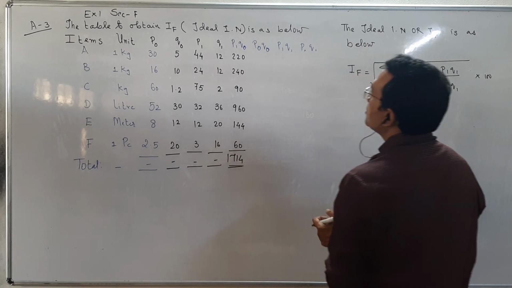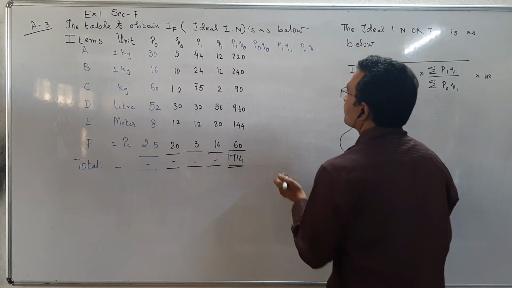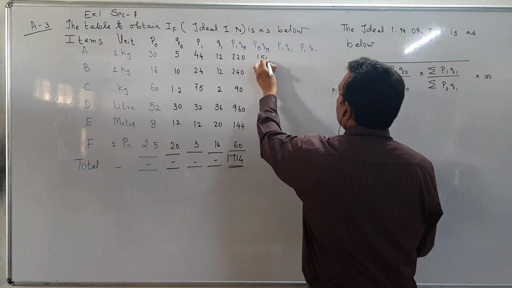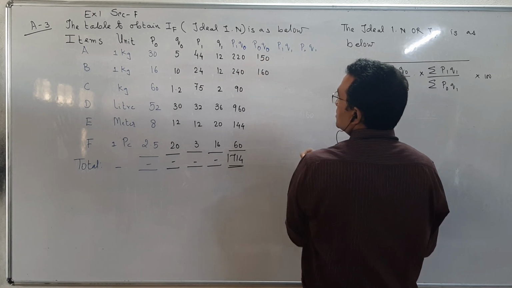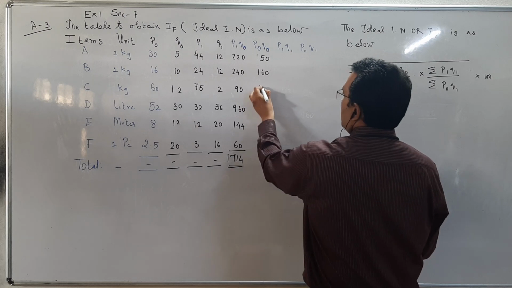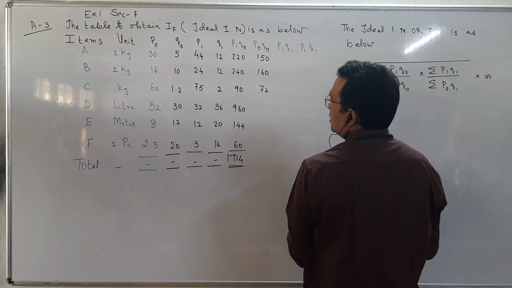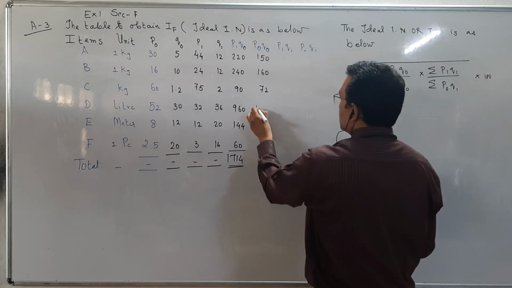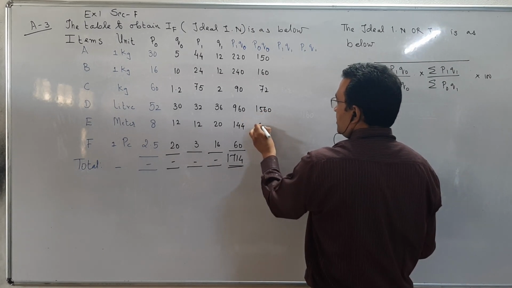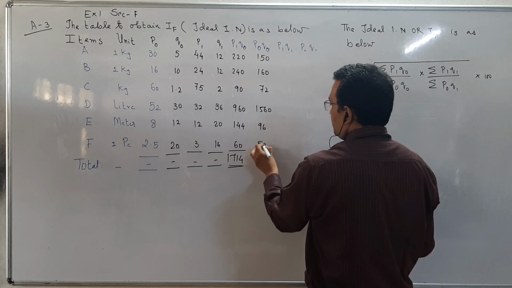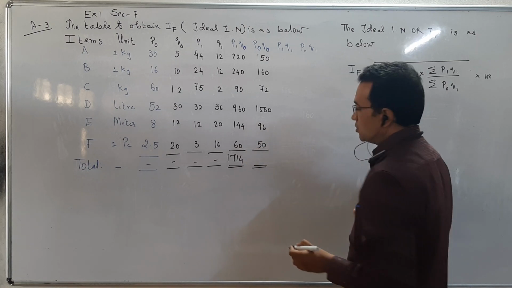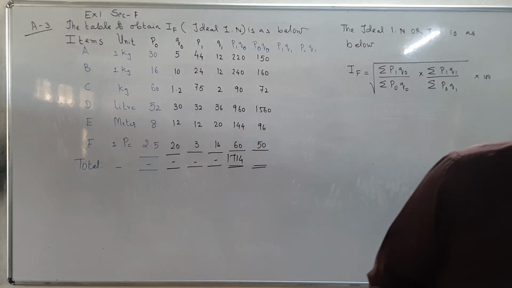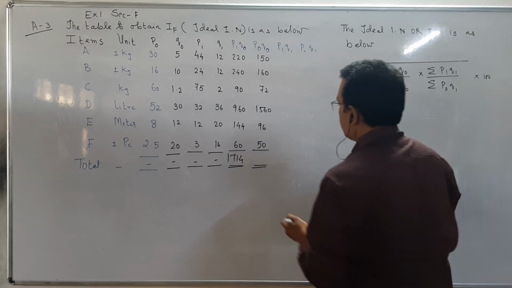Now P0 Q0: 35 are 150, 160, 12 6 are 72. Then 52 into 3, so 1560, 12 8s are 96, and this is 50. So this total comes out to be 2088.